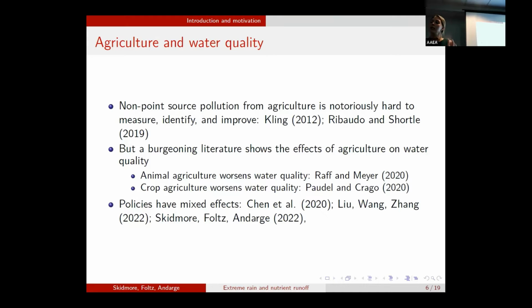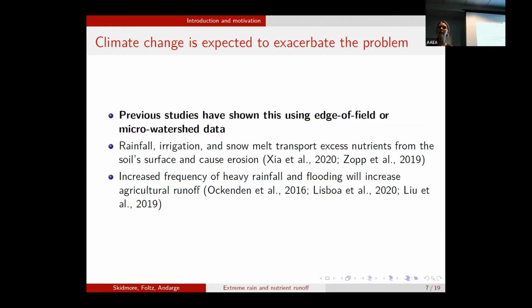Now, this literature, like I said, it's growing, it's strong, but one thing that's consistent throughout what we have done so far is that it's always estimating average treatment effects across weather situations, across climate, right? What we actually do need to be thinking about is that climate change is likely to exacerbate the problem that we've already identified, right? So there's a strong literature in mainly the hydrology space, right? So we're using edge of field data or micro watershed data and finding that really it's our rainfall, irrigation, and snow melt that are the catalysts for transporting nutrients from the soil surface to our surface water, or actually transporting the soil itself through erosion, right?